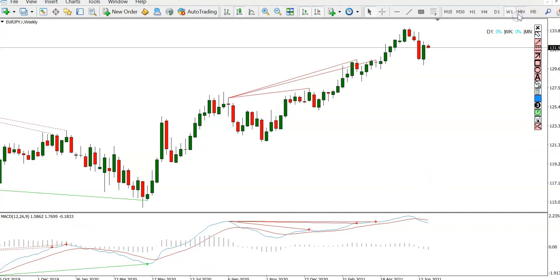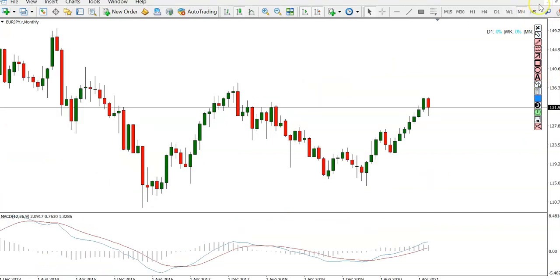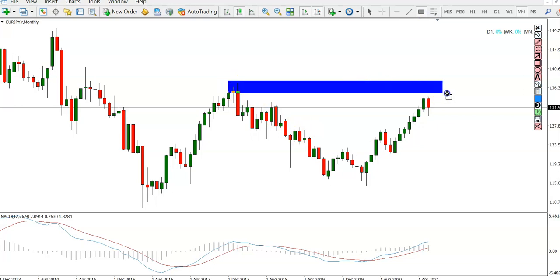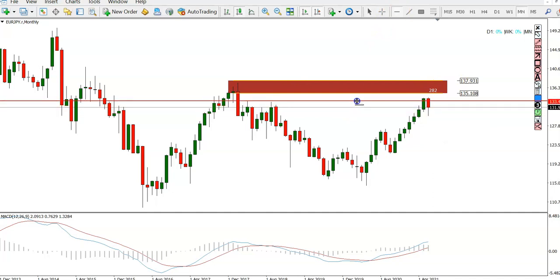Okay, so the way I trade the markets is I go top-down. First off, I go to the monthly charts, and I'm looking for possible selling and buying areas on the monthly charts. That is the current monthly zone there. You can see price is making its way up towards it. It has taken out these highs here, and then dropped.